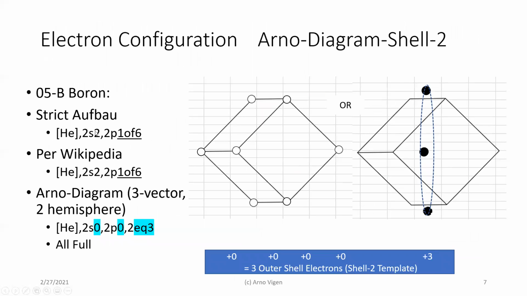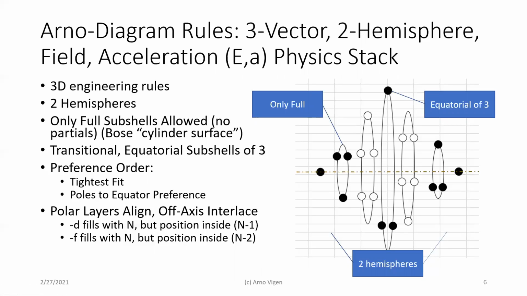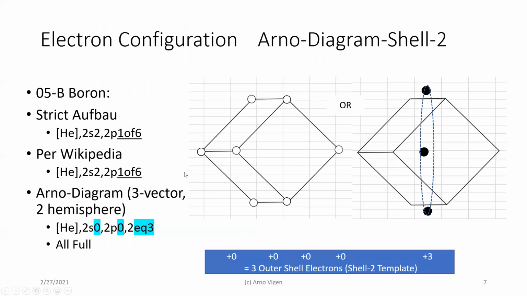So what is the electron configuration? And I'm going to show here the Arno-Diagram, and this is the shell 2 template. And remember, that's an either or, because you don't have that inner layer, you don't have the ability to do all the layers that I showed here, which would be a shell 4 and 5 template. Okay, there's only the 2 at 180 degrees, and there's nothing really to make this stable. So either you fill the scrunched cube, or you fill this equatorial for the odd count 3.